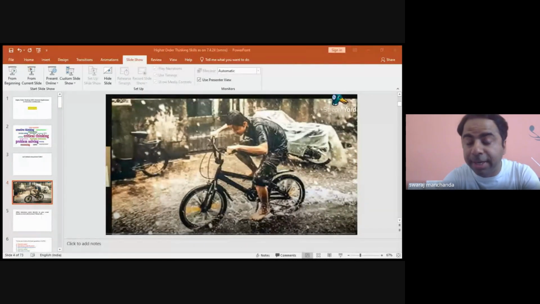Why is the boy riding a bicycle in this rain? Is he happy with his life and enjoying the rain? That's why he's cycling. Or is he hurrying or rushing in some case of emergency? We can have both the views depending upon the picture.